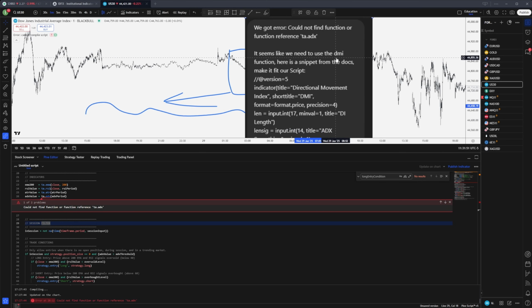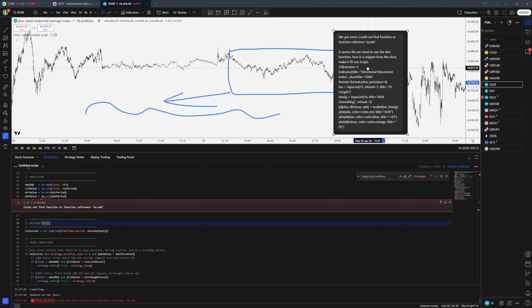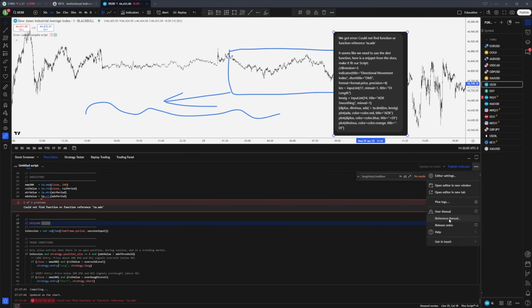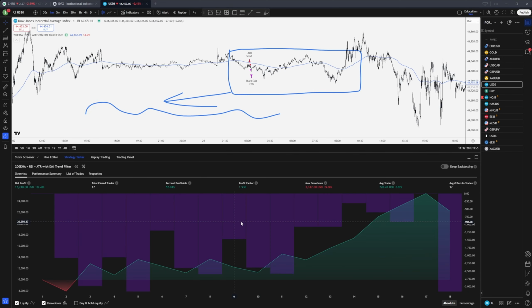It seems like we need to use the DMI function. Here is a snippet from the docs. Make it fit our strategy, and I just paste the example. As you can see, the example that was in that manual right there, the reference manual. So let us see what ChatGPT provided us. And there we go. It's working again.